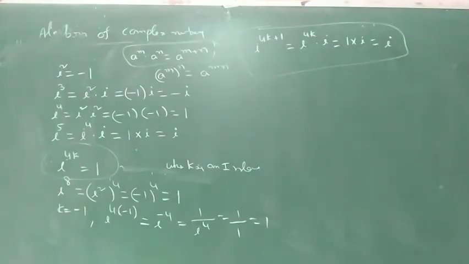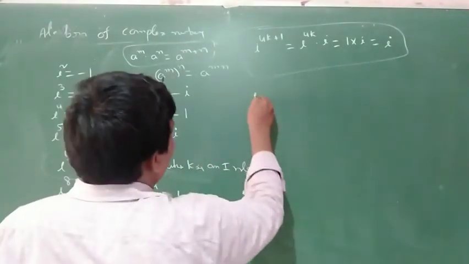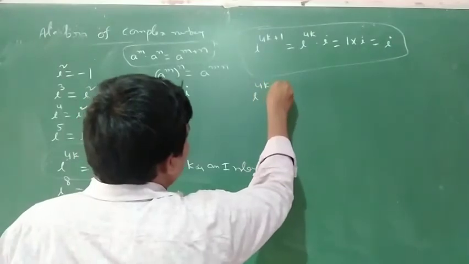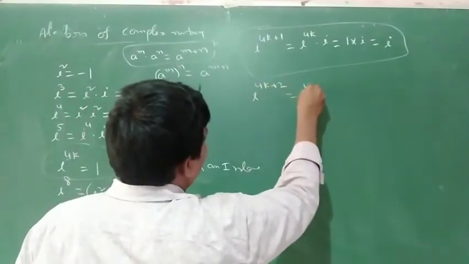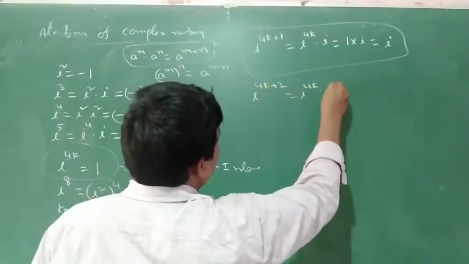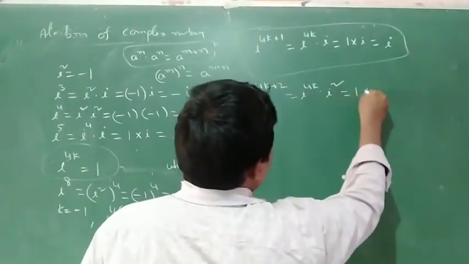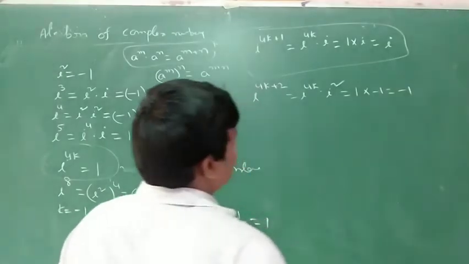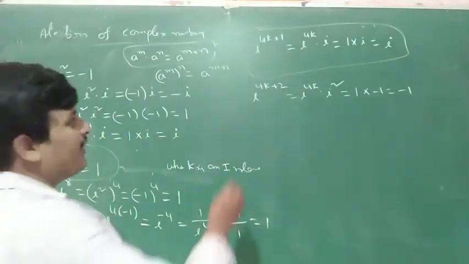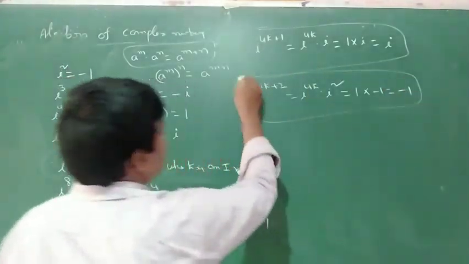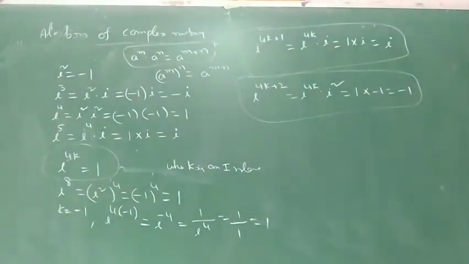Next, i power 4k plus 2. i power 4k plus 2 is equal to i power 4k into i square. i power 4k value 1, i square is equal to minus 1. So 1 into minus 1 is equal to minus 1. This is the third result.